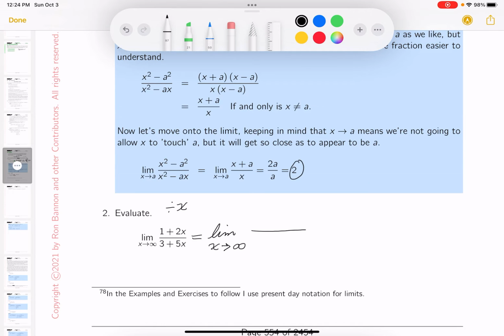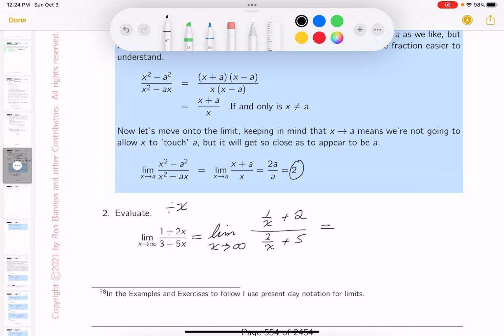We're going to divide every term on top by x. What do you get? 1 over x plus 2. What do you get on bottom? 3 over x plus 5. Again, I divided the top and the bottom by x. All right? Now, x is not 0. It's clearly a positive number.